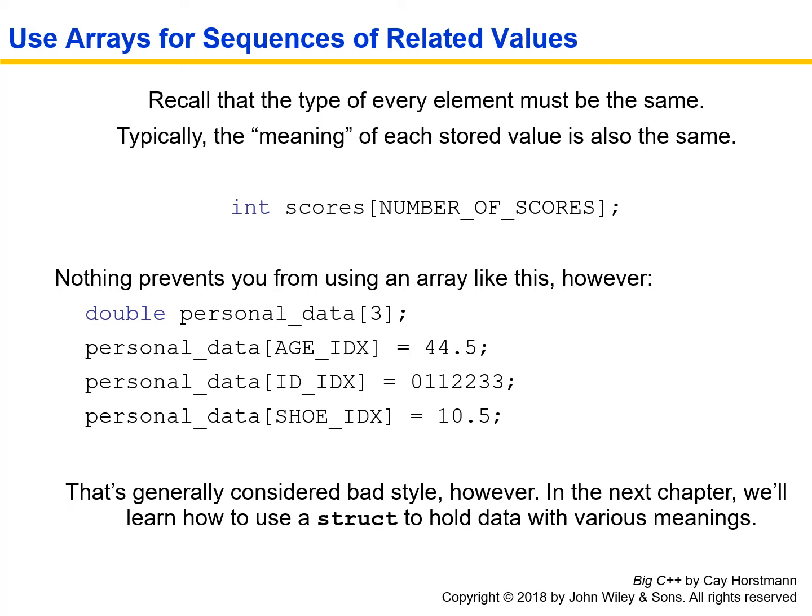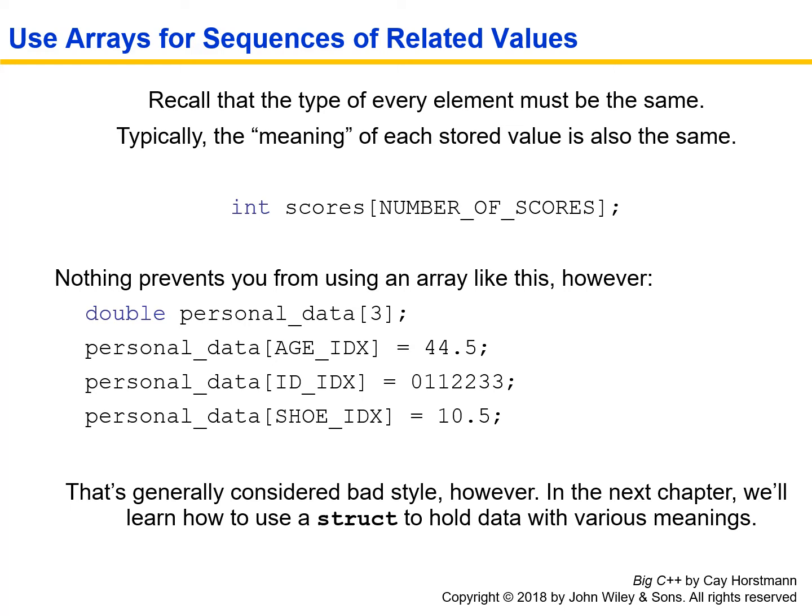Little random tip here: use arrays only for sequences of related values. This should be a list of values that all have the same meaning. For example, scores on a test, or scores on your golf game, or whatever. Nothing prevents you from using an array, say personal data, and then I define a constant called age index, and I store my age there, and I store an ID index, and I store some identification number, and then I store shoe index, and I store my shoe size there. That's a really silly array.